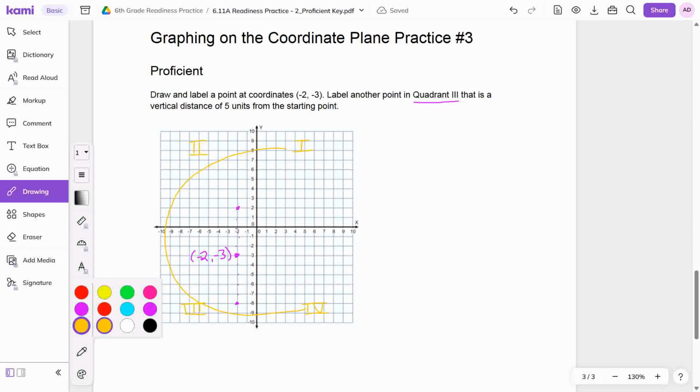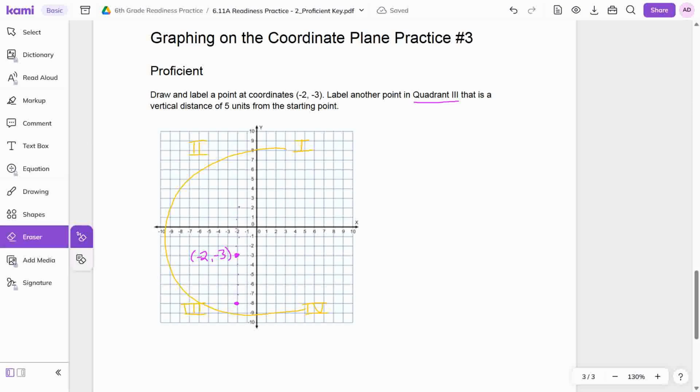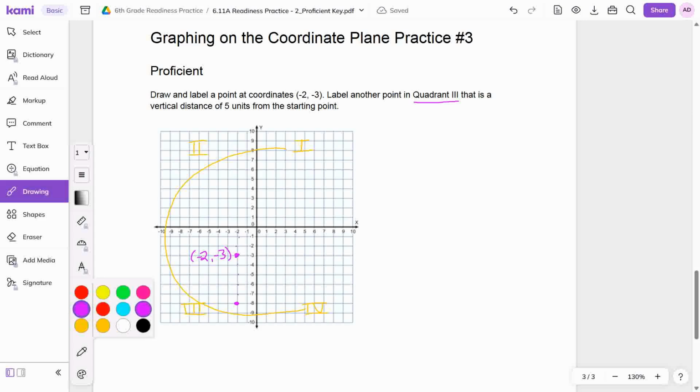Well, quadrant 3 is the one where everything is negative. Both the x and the y value are negative. So then I'm going to use this one right here. I'm not going to need the one that goes up, because that would end up in quadrant 2. And then I need to go ahead and label this new point. My x value stays the same at -2. It's my y value that is down at -8.